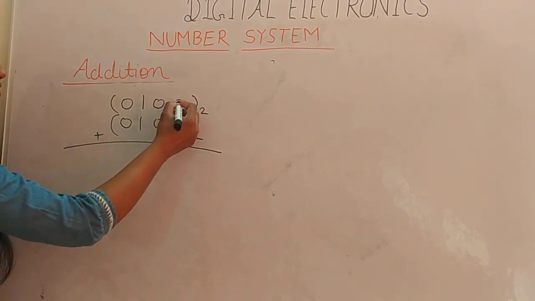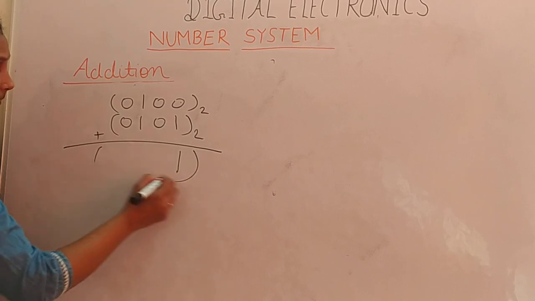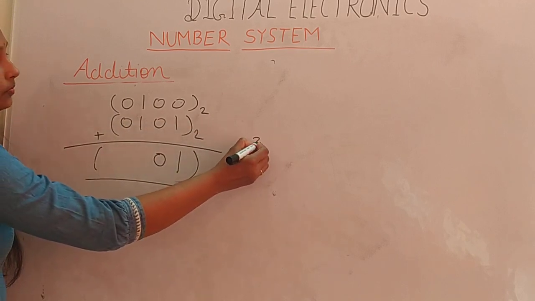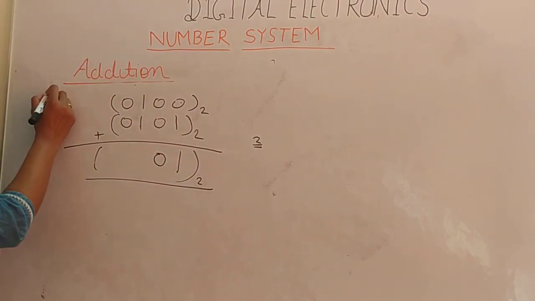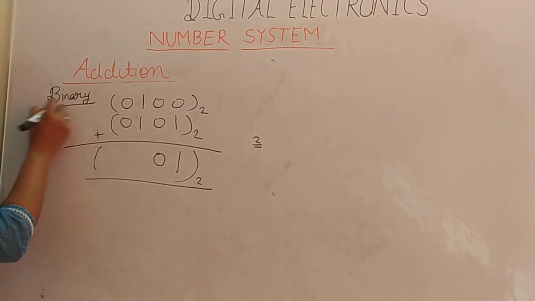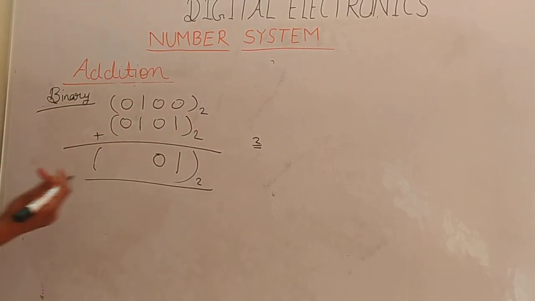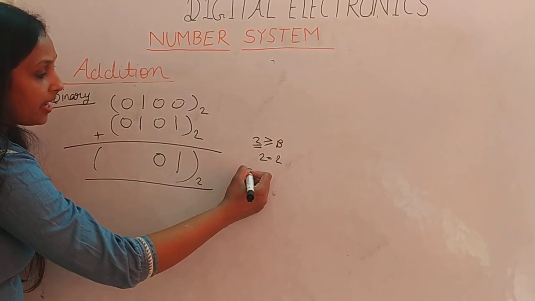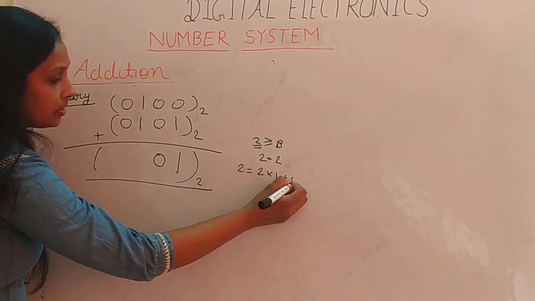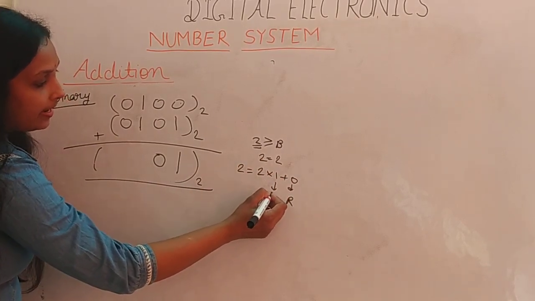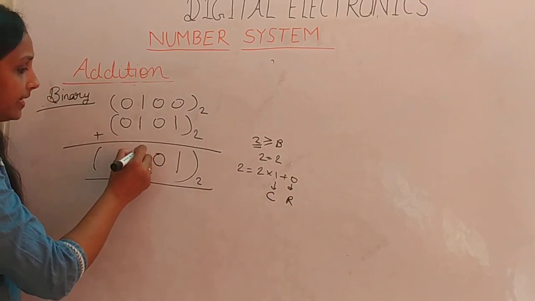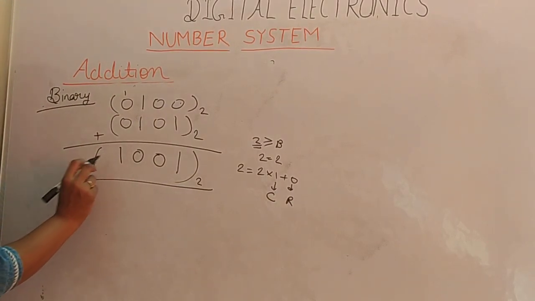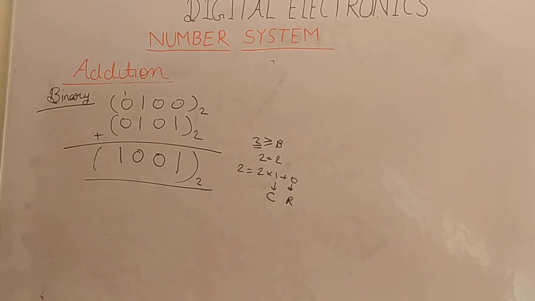Then what we'll do? 0 plus 1 is 1. Then 0 plus 0 is 0. 1 plus 1 is 2. But 2 is not present in binary. So again it is greater than or equal to the base. The base of binary is 2. So we have to write 2 as 2 into 1 plus 0. And 0 will be the remainder and 1 will be the carry. So we'll write here 0 and 1 here. Then 1 plus 0 will be 1. So 1001 is the answer of this addition.